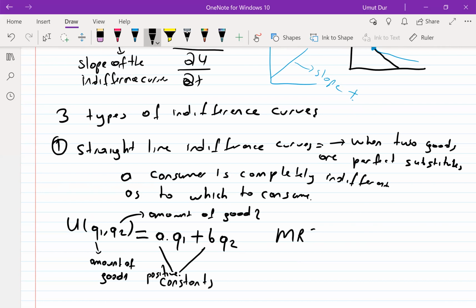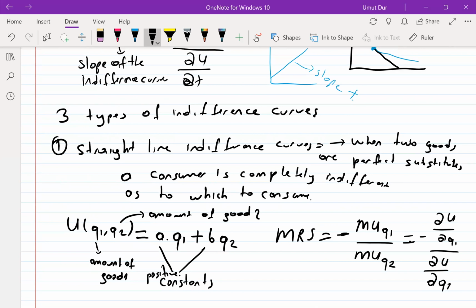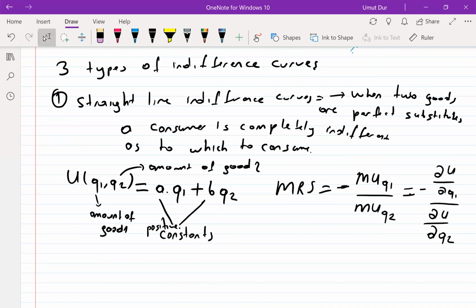Then what will be the marginal rate of substitution for those kinds of indifference curves? It is the marginal utility with respect to good one, Q1, divided by the marginal utility with respect to Q2. So let me be more clear here: minus du over dq1 divided by du over dq2. So what will be the marginal rate of substitution for this kind of indifference curve?